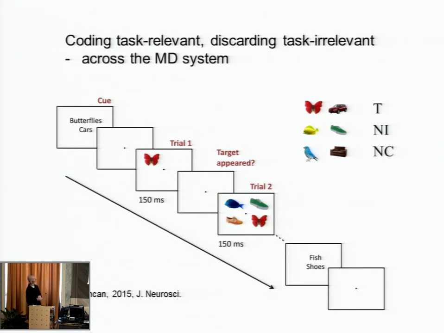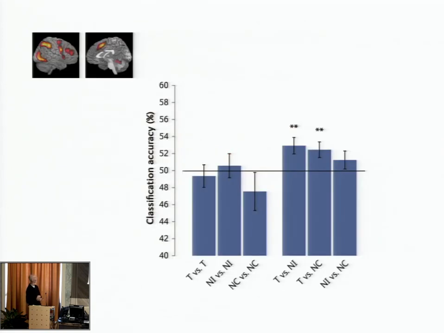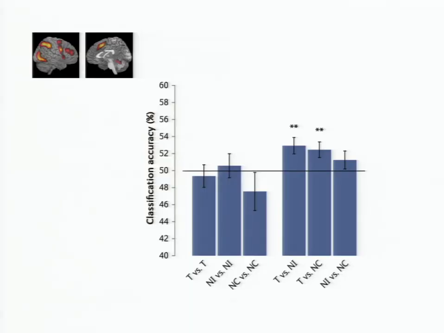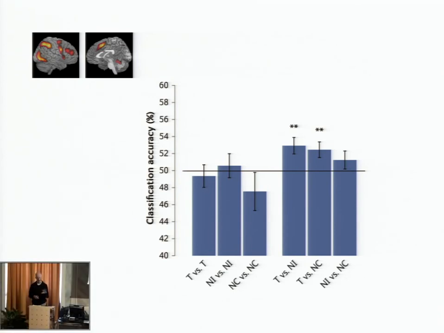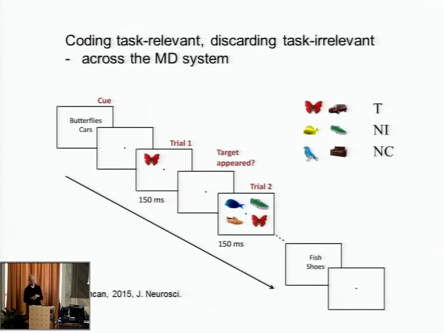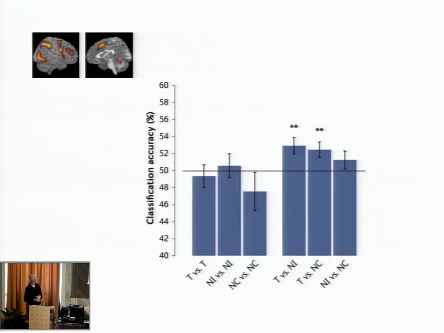So we can ask whether components of the multiple demand system distinguish two target categories that are very visually different but have the same behavioral meaning, or two categories that are visually different and also different in terms of their relevance to the task. So you need to know this in order to control behavior. I'm not going to explain the data in detail, but essentially it's as you would predict. Throughout the multiple demand system, in each of these regions separately, the difference between visual categories that's irrelevant to the task is not coded, so the patterns of activity are identical for cars and butterflies in one block of trials, but the patterns are discriminable for butterflies and fish, which have different behavioral meaning.